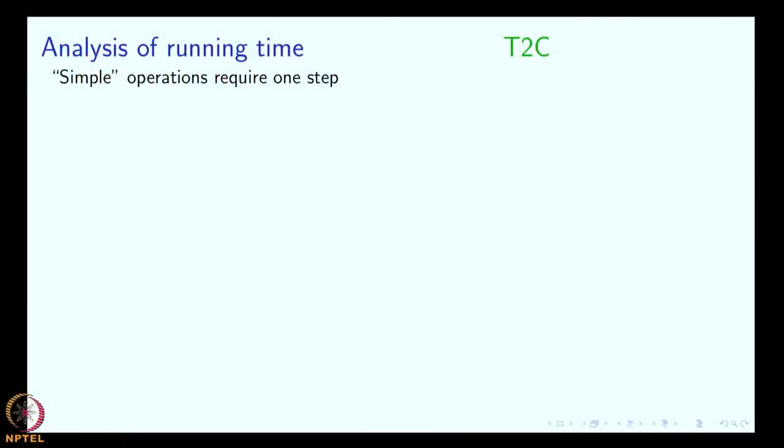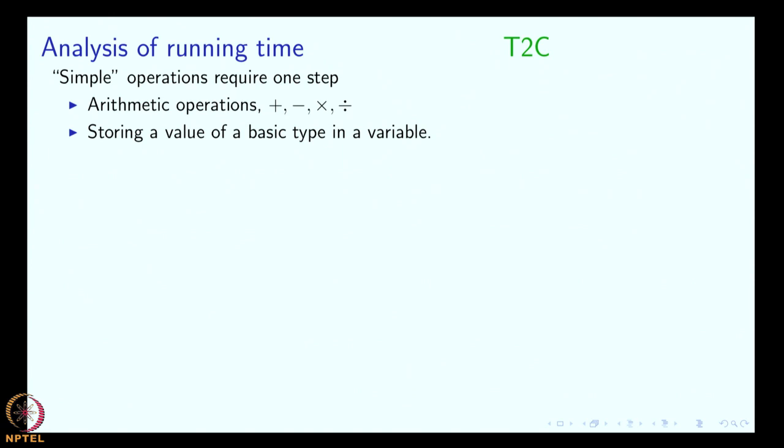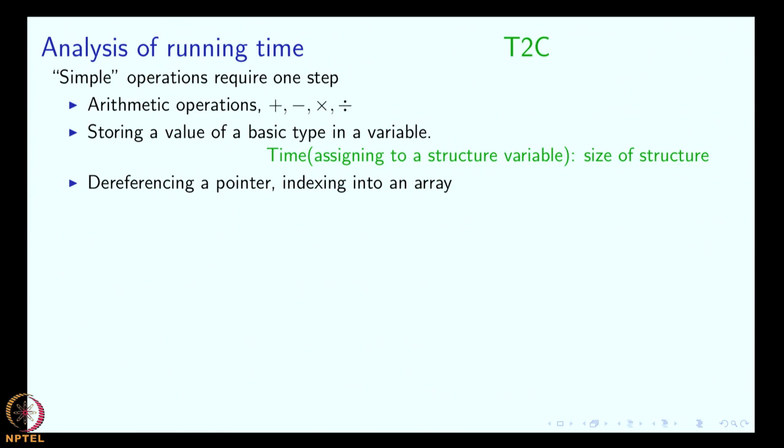Analysis of running time is, in my opinion, tier 2 core, but AICTE says it is core, so let's talk about it a little. So simple operations require one step. That is basically the guiding principle. Arithmetic operations require one step. Well, they don't all require the same amount of time, and so not one step, but for practical purposes of this course, it is convenient to think of them as one step. Similarly, storing a value into a basic type variable, int, double, float, takes one step. So a corollary of this is that the time for assigning to a structure variable is proportional to the size of the structure. Dereferencing a pointer takes constant time, indexing into an array takes constant time or one step, think of it as one step.